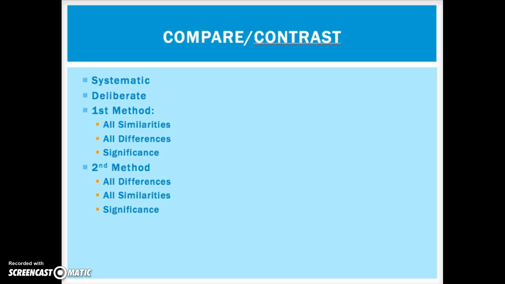If you're doing something like a compare and contrast essay, and I know that some of you are, keep in mind that these are systematic and deliberate. The first method that you can take is doing all of the similarities, all of the differences, and then talking about the significance of those, or doing all differences, all similarities, and the significance again. The significance has to go last because they need all of that information about the differences and the similarities before you can conclude, basically, before they know what they're supposed to do with all of this and why it means something. It also doesn't help to hop around and do some similarities, some differences, so you kind of have to keep it in a specific kind of order.